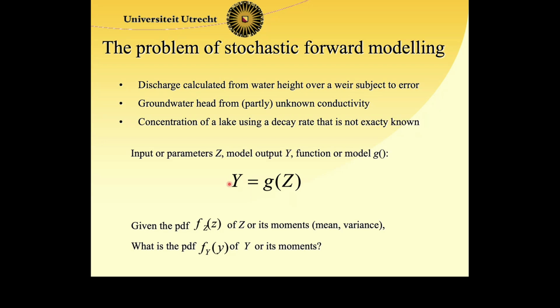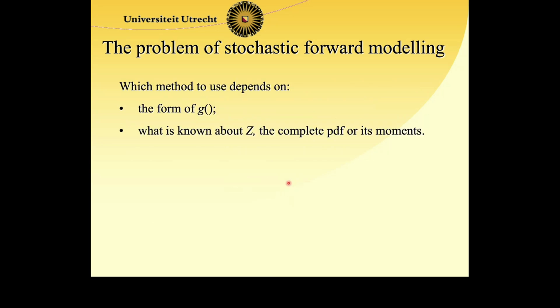Now this can also be extended from random variables to random functions. So z can also be a random function, and that makes y a random function as well. Now, which method to use depends on the form of g. What does the function look like? And what is known about z? Do we completely know the complete probability density function of z, or its multivariate probability density function, or do we only know a few moments, the mean or the variance, or if it's a random function, the spatial or temporal covariance function?